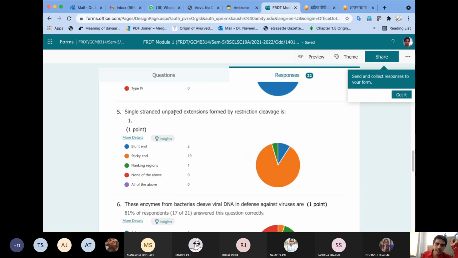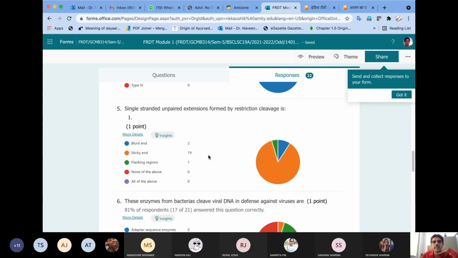Then the next question: the single stranded unpaired extension formed by restriction cleavage is. When a single stranded unpaired extension is formed after the restriction cleavage, that is a sticky end. Not a blunt end, no. Sticky end, yes. It's not the flanking region. None of the above and all of the above are not the answer. So the right answer is sticky ends. 19 out of 22 have given the right answer.